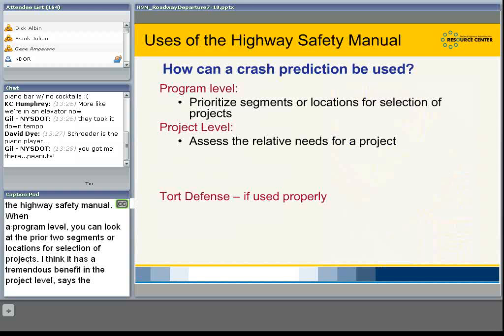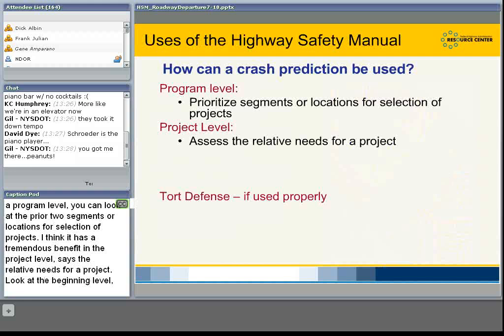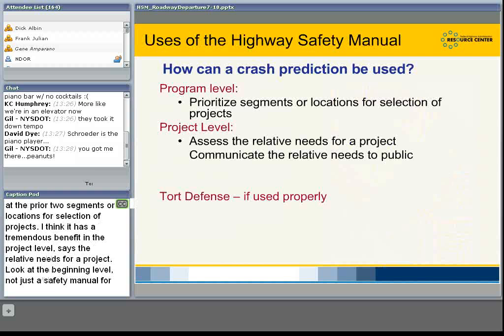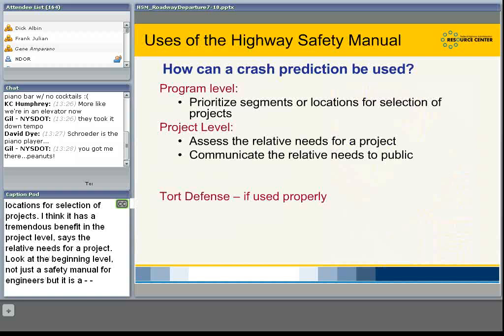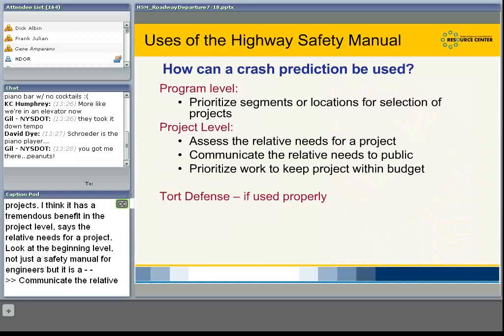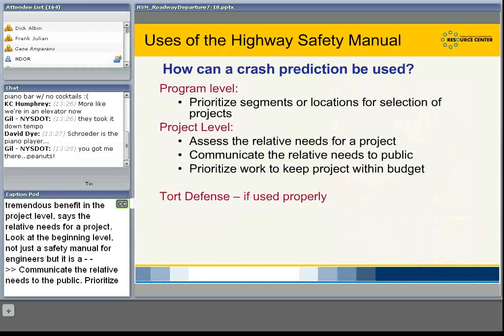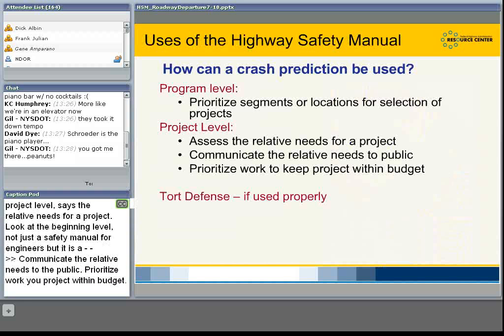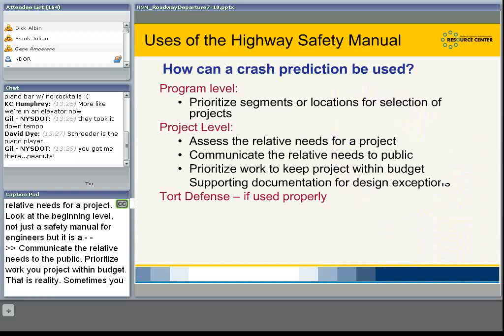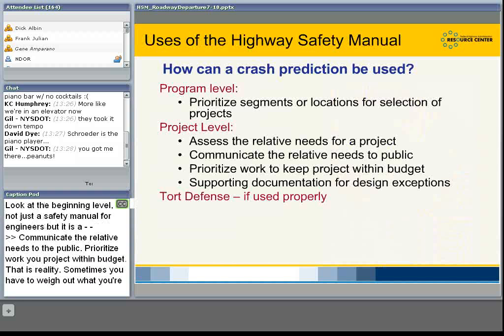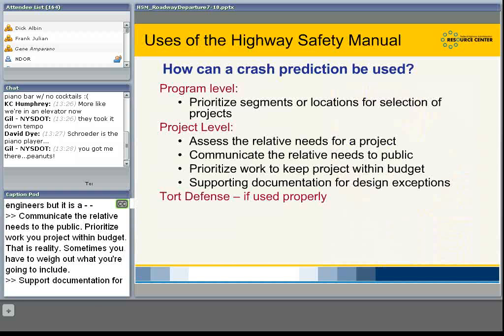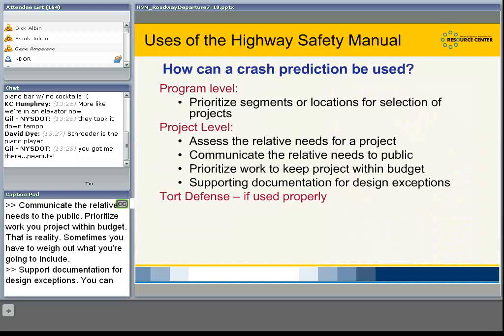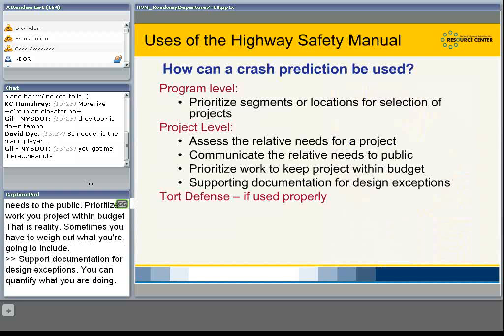Look at the beginning level. This is not just a document for safety engineers. This is a document for planners and people preparing environmental documents and things of this nature. But you can communicate the relative needs to the public and prioritize work to keep projects within budget. That's just reality. Sometimes you have to weigh out what you're going to include. And support documentation for design exceptions. So you can actually quantify what you're doing. You can actually go back in and look at the effects of a design exception.